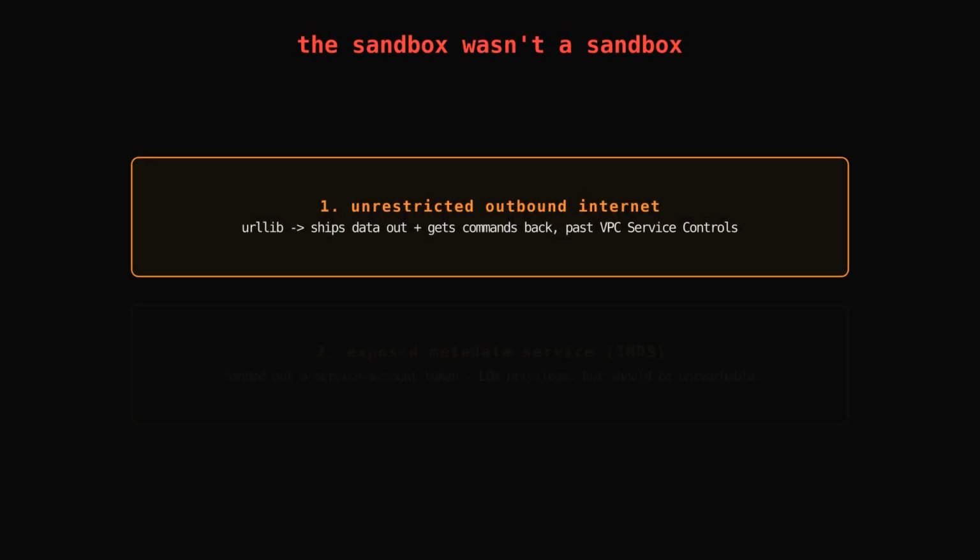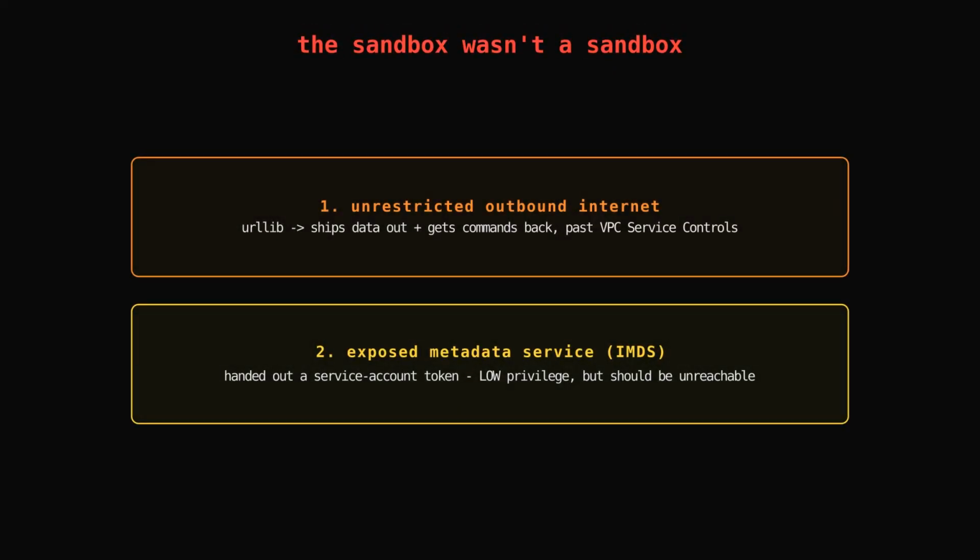And even without overwriting anything, the sandbox leaked two more ways. One, it had unrestricted outbound internet. Using Python's built-in urllib, researchers shipped data straight out to an external server and got commands back, sailing right past VPC service controls, the Google Cloud perimeter that's supposed to stop exactly that. Two, the environment exposed the internal metadata service, which handed out a cloud service account token. It was low privilege, so limited damage, but a code sandbox should never be able to reach that at all. The theme: this was a sandbox that didn't really sandbox.